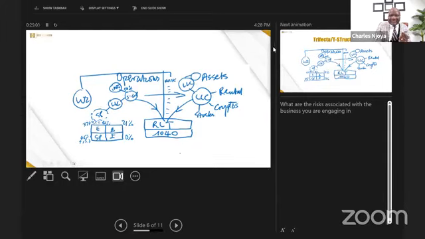Now, the LLC itself will own other entities. So basically, it's also owned by your revocable living trust. So the trust owns everything, and you own the trust. That is the structure.